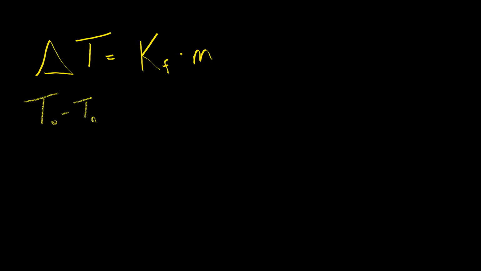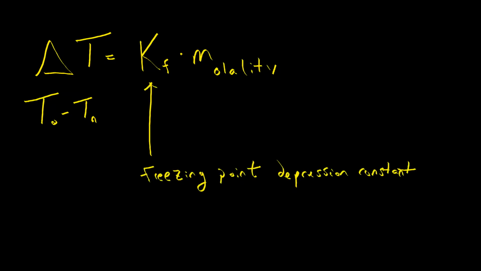Delta T means the change in freezing point. So it's the old freezing point minus the new freezing point. So it's always a positive number because freezing point always goes down. m just means molality. KF is the freezing point depression constant. It's a constant for each liquid. All it depends upon is the concentration of the solution. It doesn't really matter what the thing is that's dissolved in the solution. And it has units of degrees Celsius per molal.